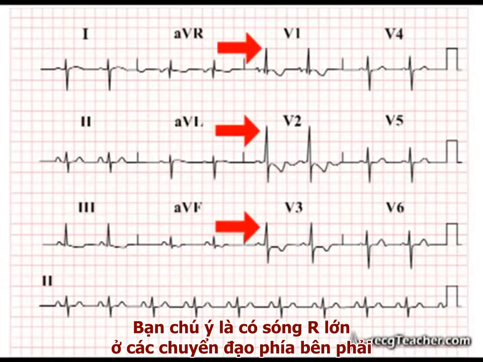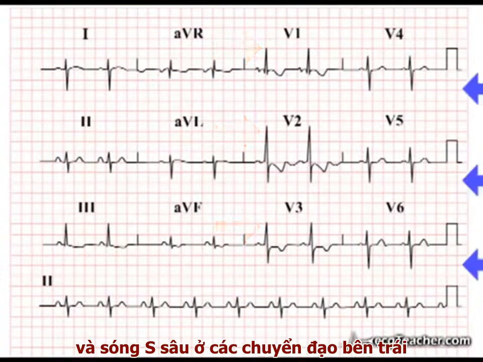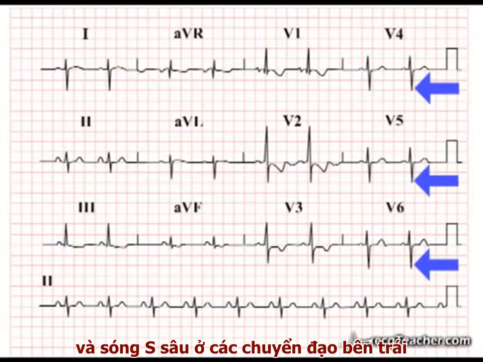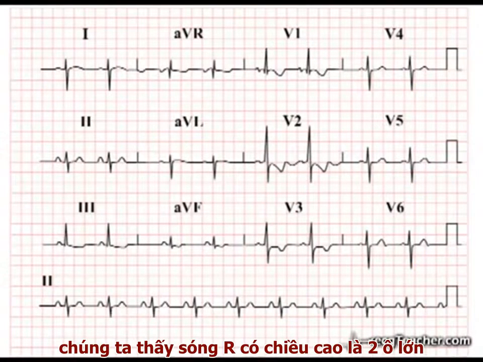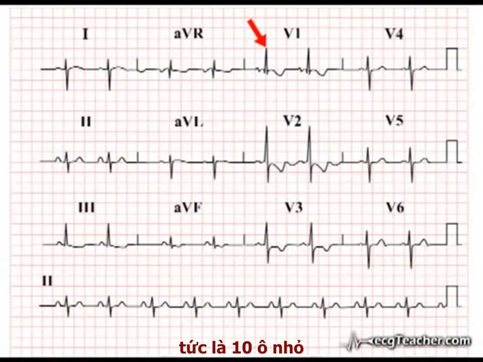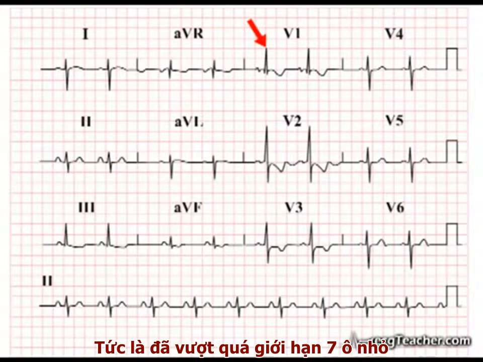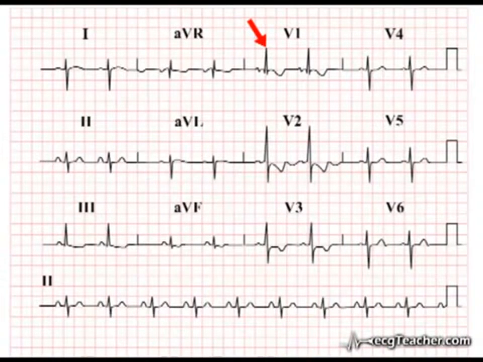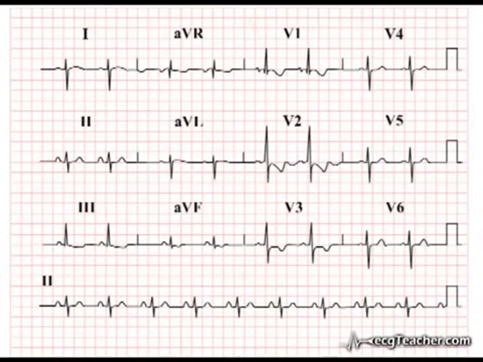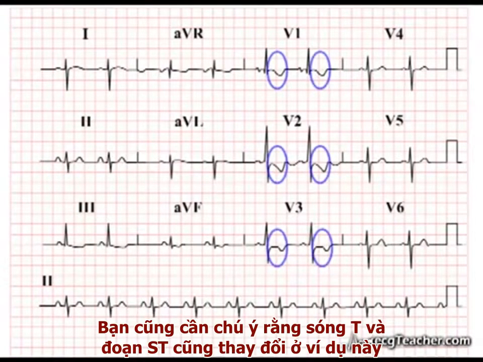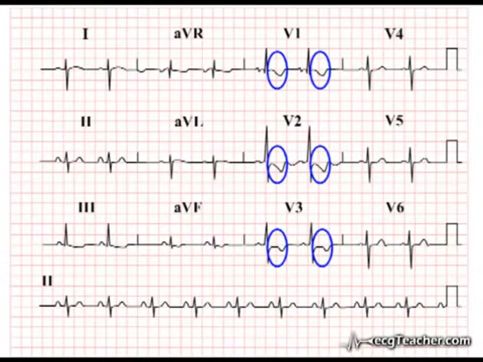You'll notice the prominent R waves in the right-sided chest leads and significant S wave activity in those on the left. When we examine lead V1, we find that the R wave is 2 large squares in amplitude, or 10 small squares, well above our limit of 7 small squares. This is consistent with underlying RVH.